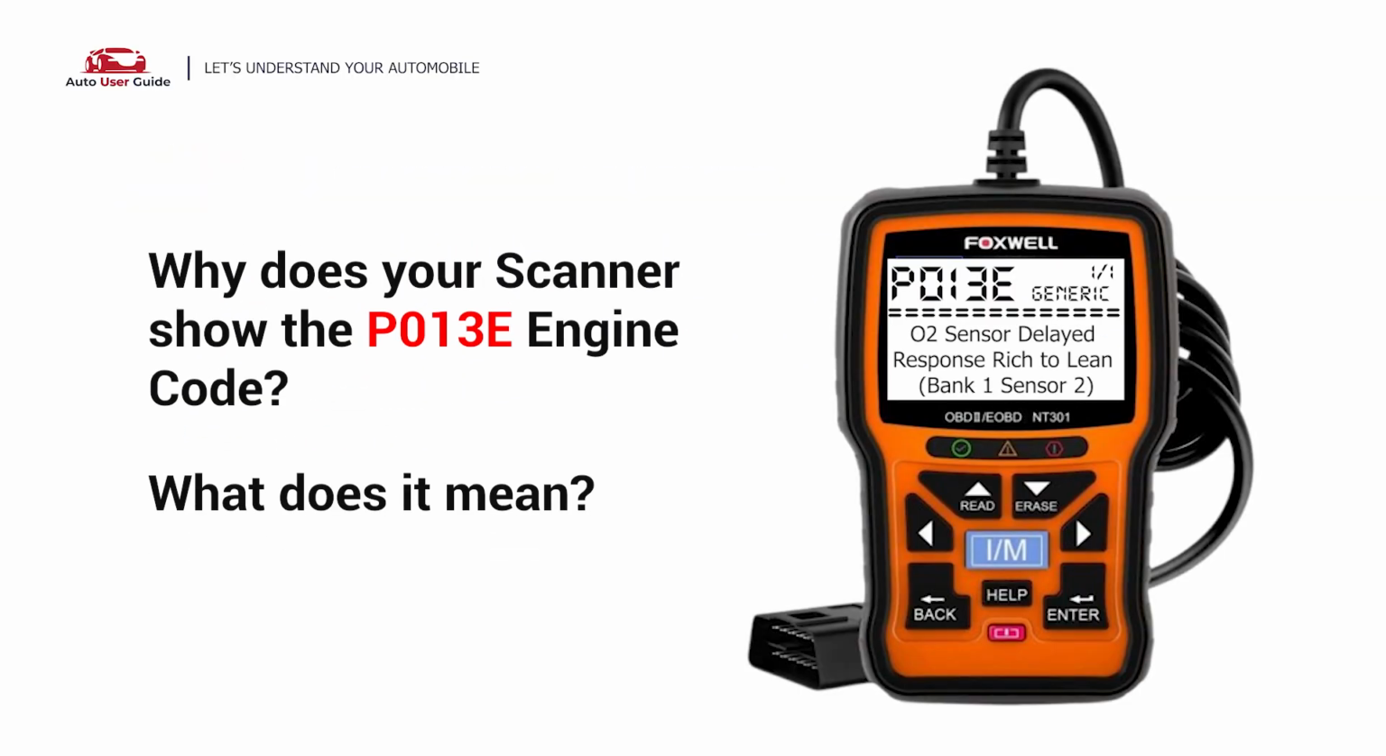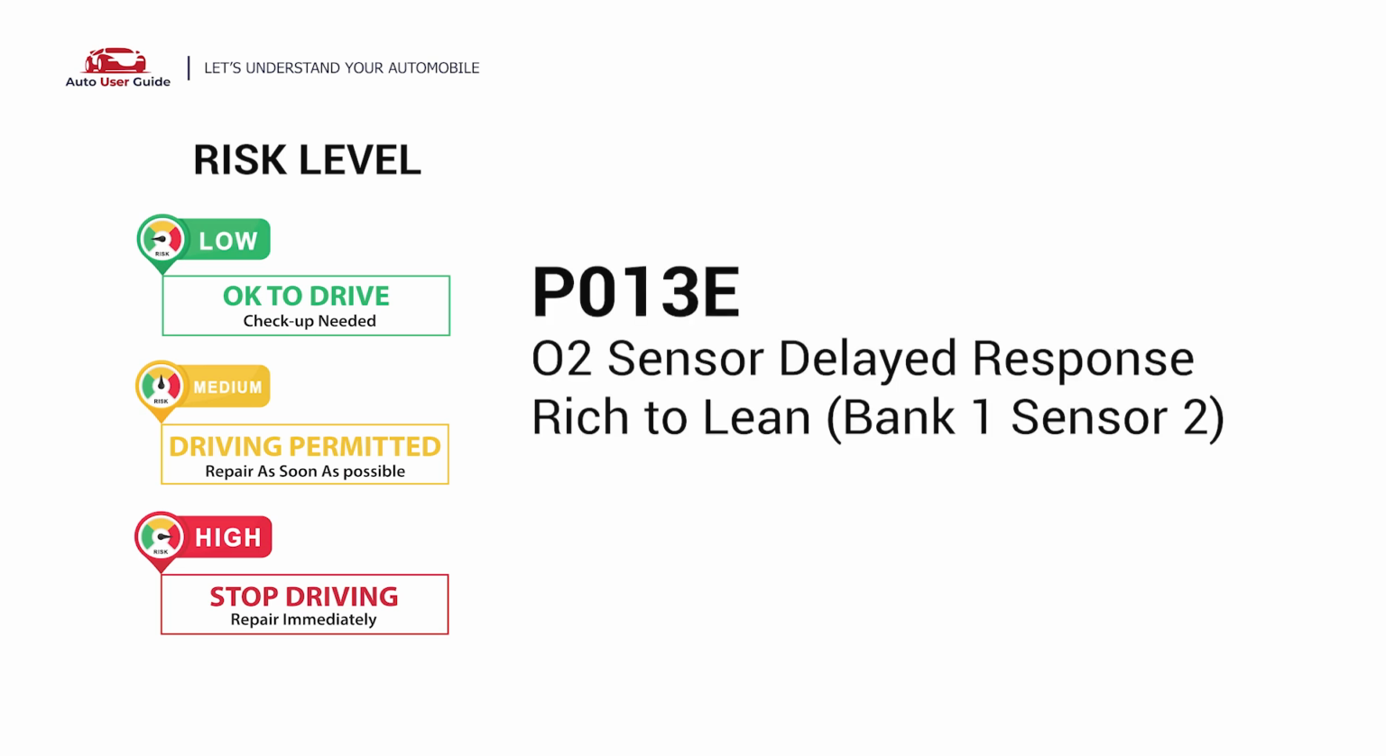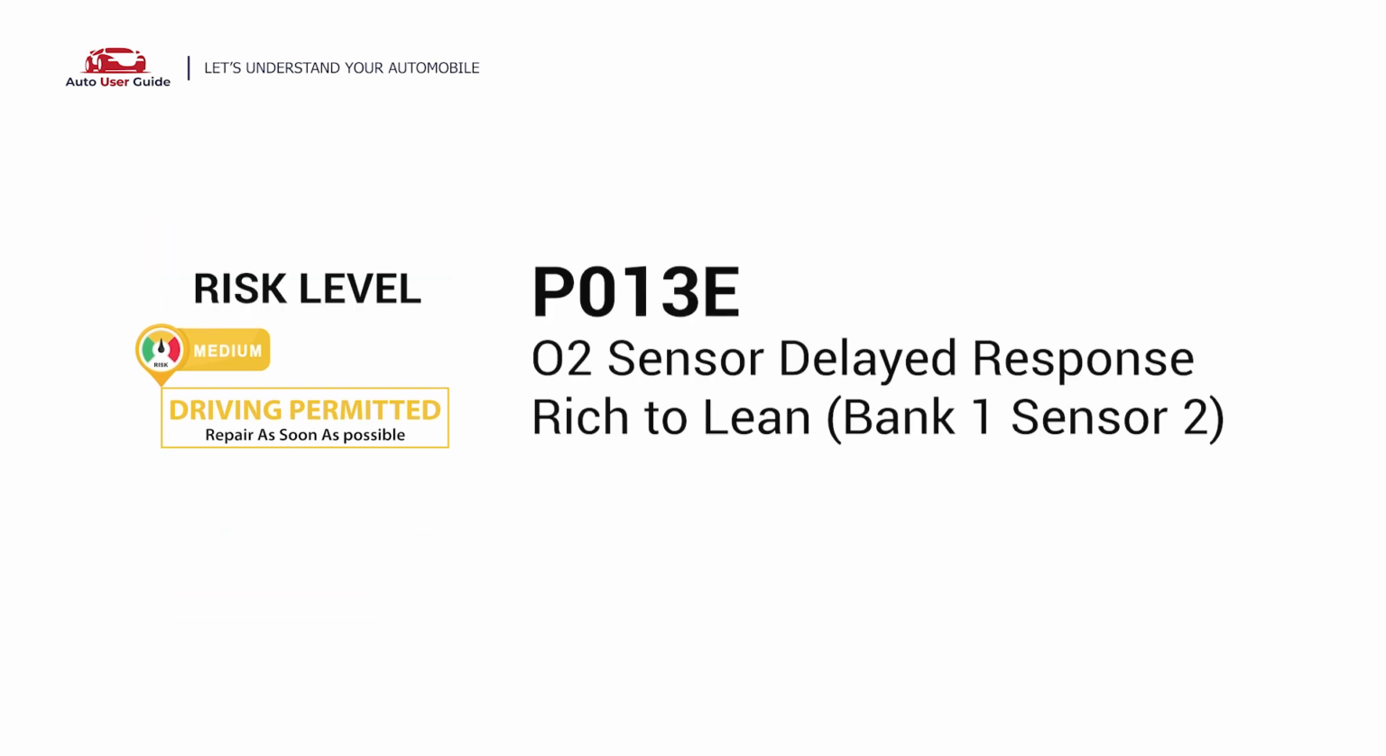Why does your scanner show the P013E engine code? What does it mean? P013E is a diagnostic trouble code for O2 sensor delayed response, rich to lean, bank 1 sensor 2.